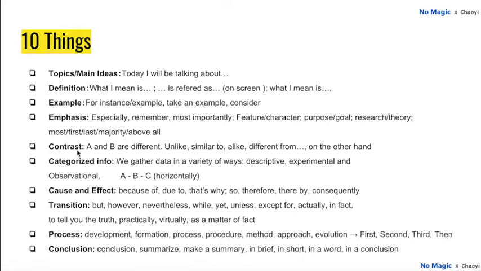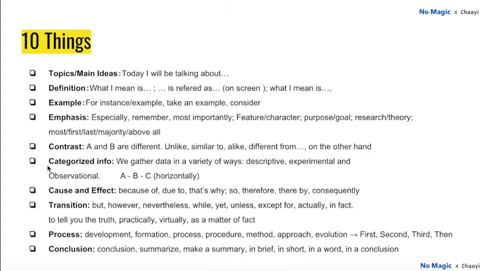Next, contrast. When a comparison is made in a listening material, you should pay attention and capture that. Comparison between two things is usually used to explain them in a further or deeper way. So the professor might say A and B are different, they are alike or similar to each other, or the professor might use the phrase on the other hand.